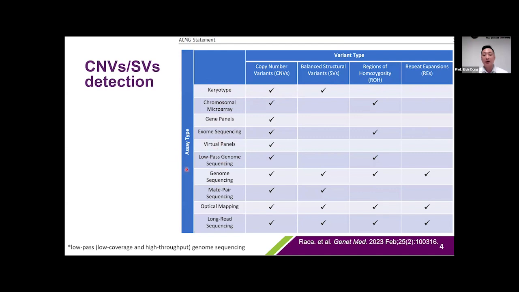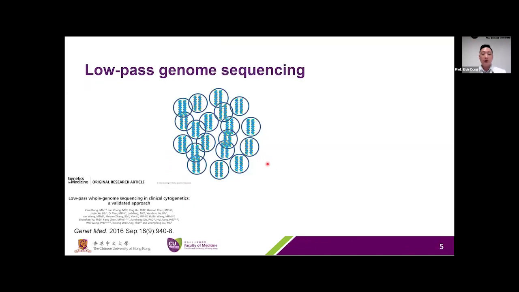You can appreciate that there is a method named low-pass genome sequencing, which, as was just introduced, has been developed in your lab and mainly focuses on detecting copy number change. You might ask what the method is. In our first landmark paper, published eight years ago, we introduced the concept of low-pass genome sequencing, which is a low coverage but high throughput genome sequencing method.